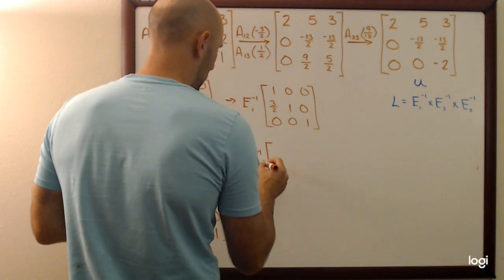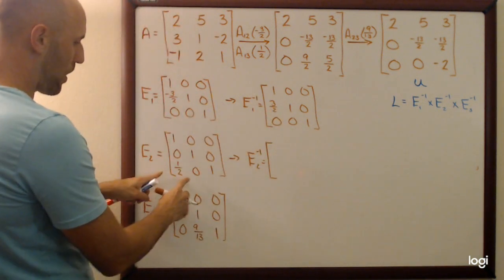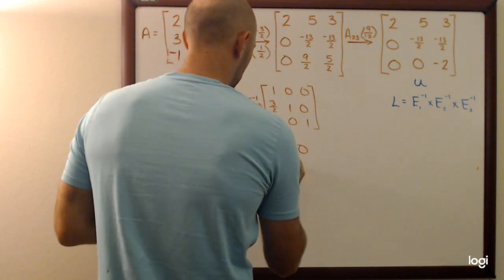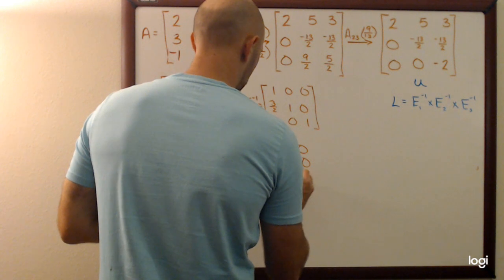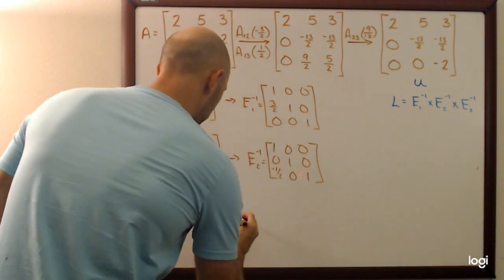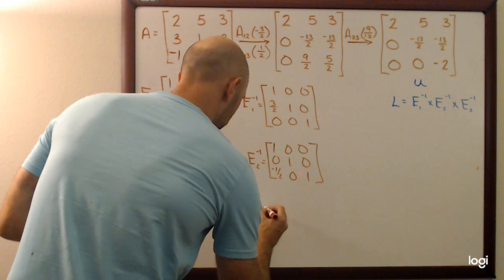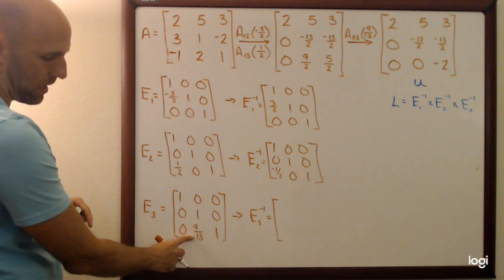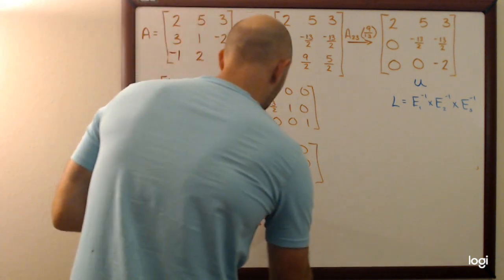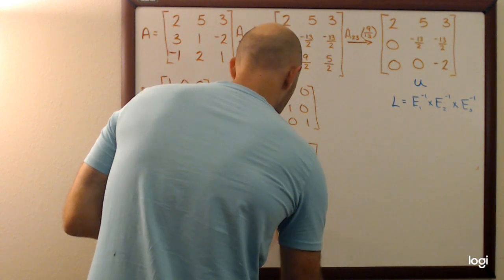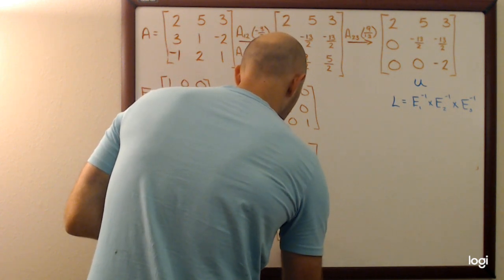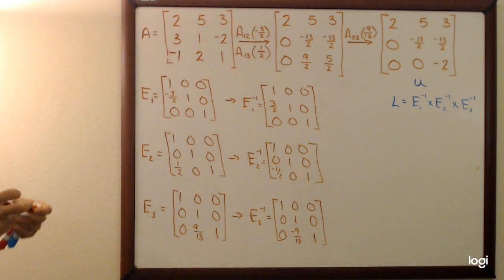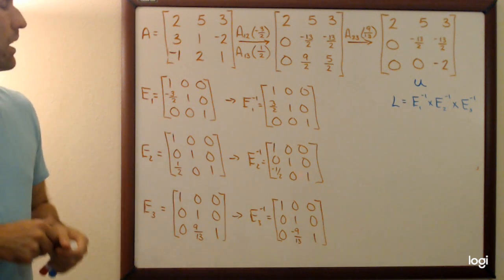E2 inverse. Let's see if we can do that without actually writing it down. So everything stays the same, but this 1/2 will become a negative 1/2. Okay, and last one, E3 inverse. Again, looking through here, here's my non-diagonal entry, 9/13, and that's going to become negative 9/13. Okay, good. I'm almost done, right?